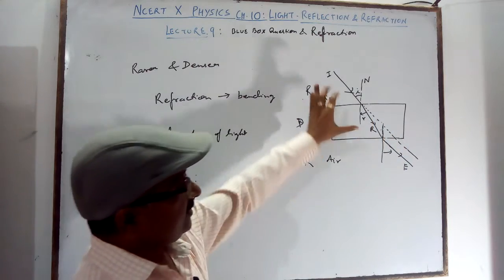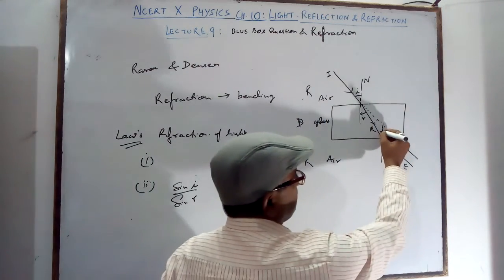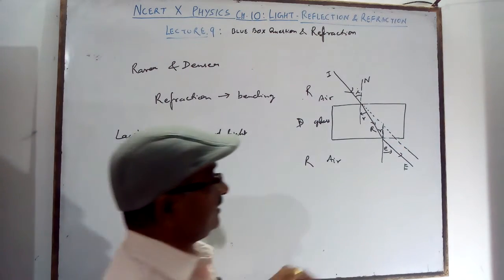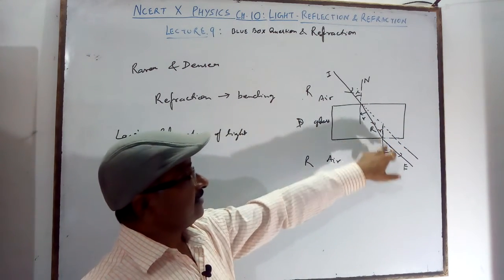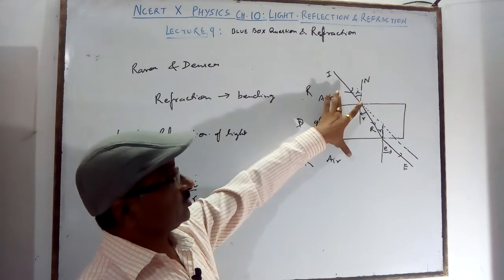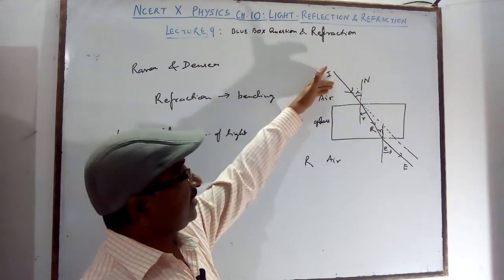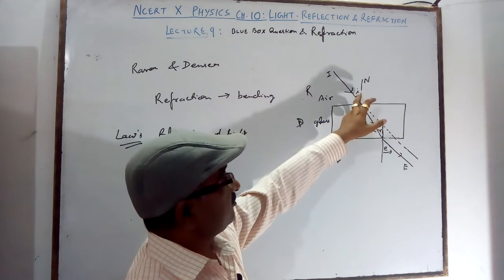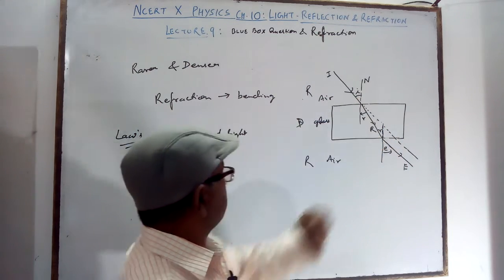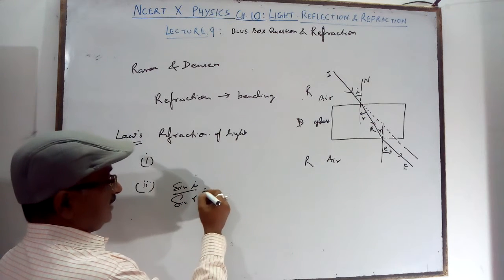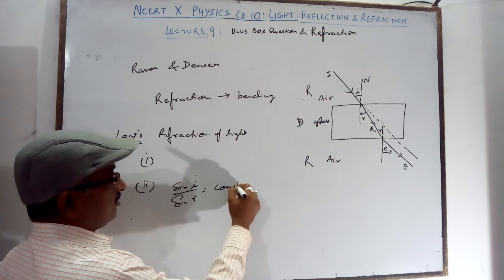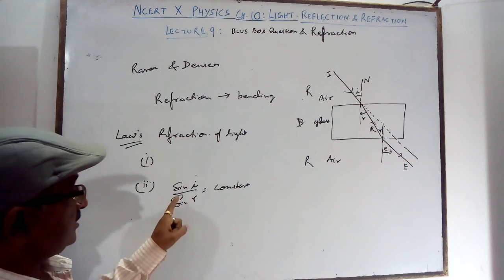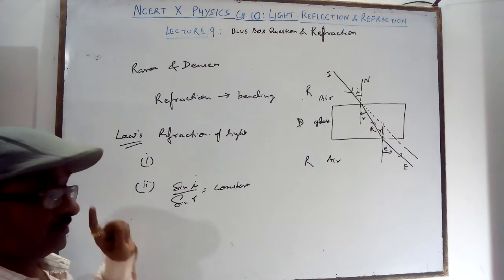Here you also get the emergent ray and the angle of emergence, E. I and E will be equal if both media are the same. If it is air on both sides, then these two will be equal, but I and R are not equal. R is smaller than I. So sine of I upon sine of R is always constant.